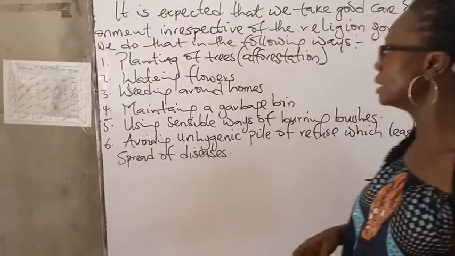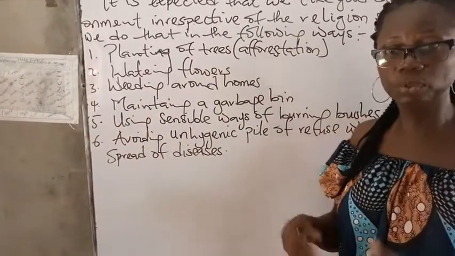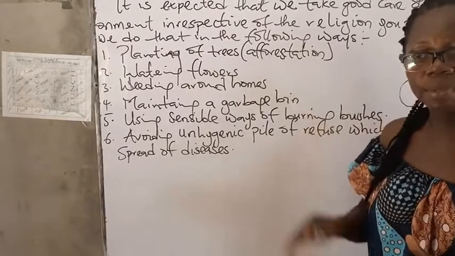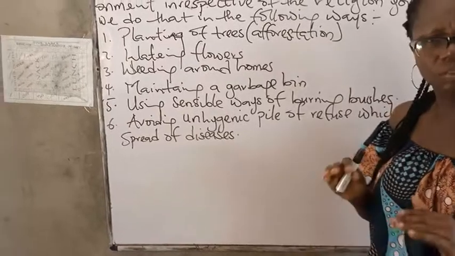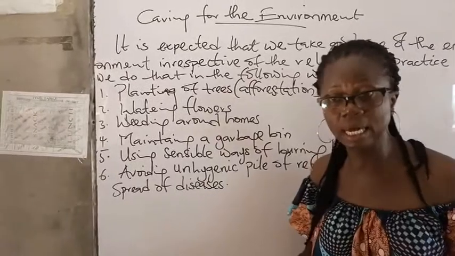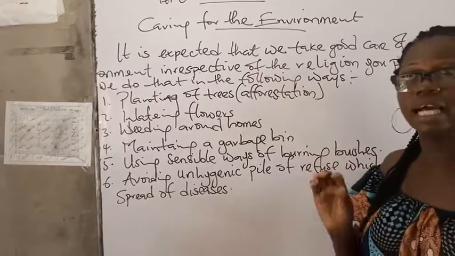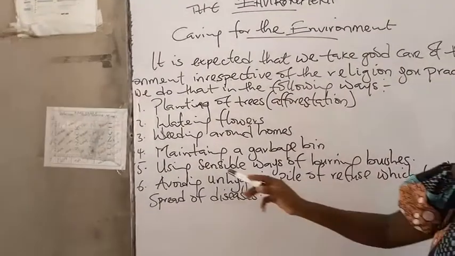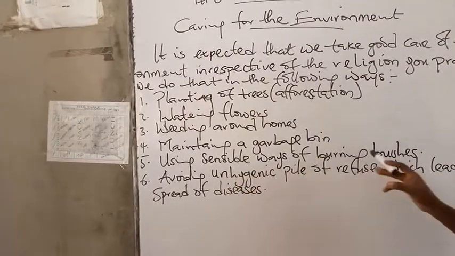Number 5, using sensible ways of burning bushes. At times it's expected that we burn bushes. But burning these bushes indiscriminately is where there is a problem. Where we keep on burning a particular spot, we kill animals, we kill plants, it's wrong completely. So even when we are doing some of these farming methods in order to plant our crops, there are specific methods you can use in burning the bushes that will not cause any harm. That is number 5, using sensible ways of burning bushes.